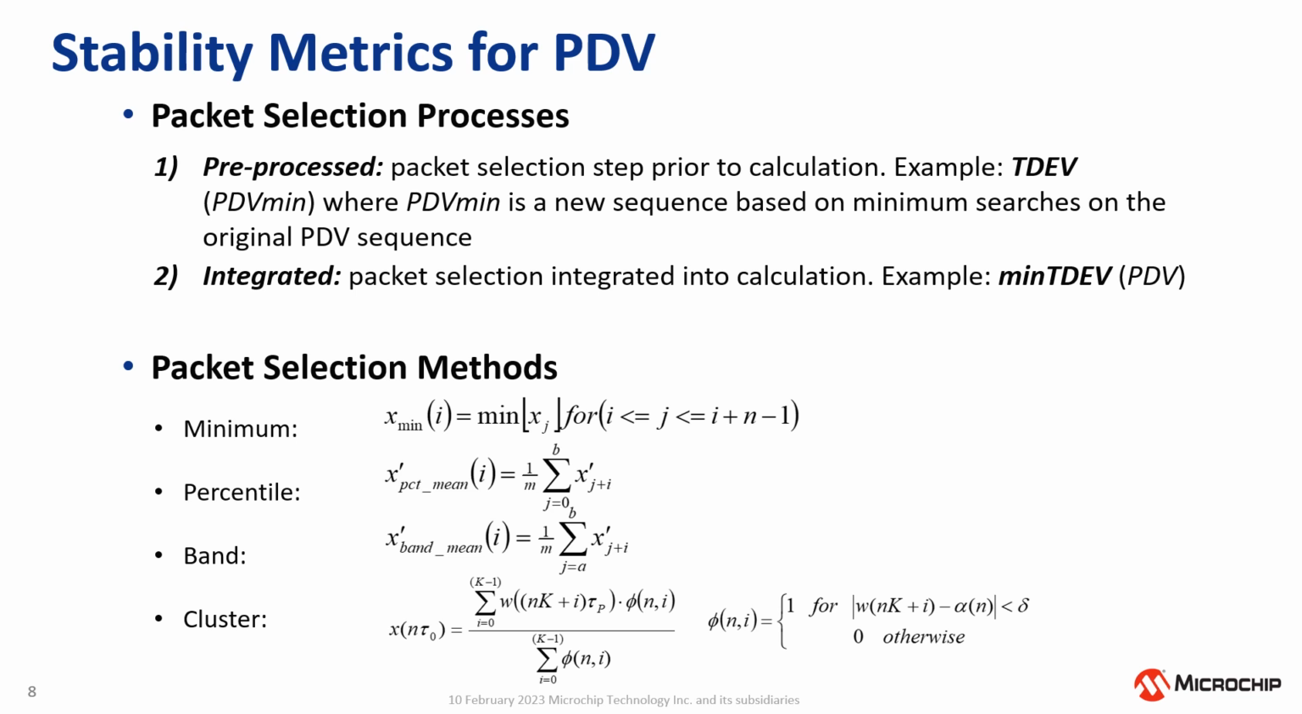There are two approaches for PDV stability metrics. One involves applying packet selection to the sequence and then applying the standard calculations such as TDEV. Another approach involves actually changing the calculation itself. So TDEV is changed into a minimum TDEV. That's the integrated approach. The packet selection methods usually involve looking at the floor. For example, a minimum can be selected, or some range at the floor, such as the percentile or cluster method, can be applied.